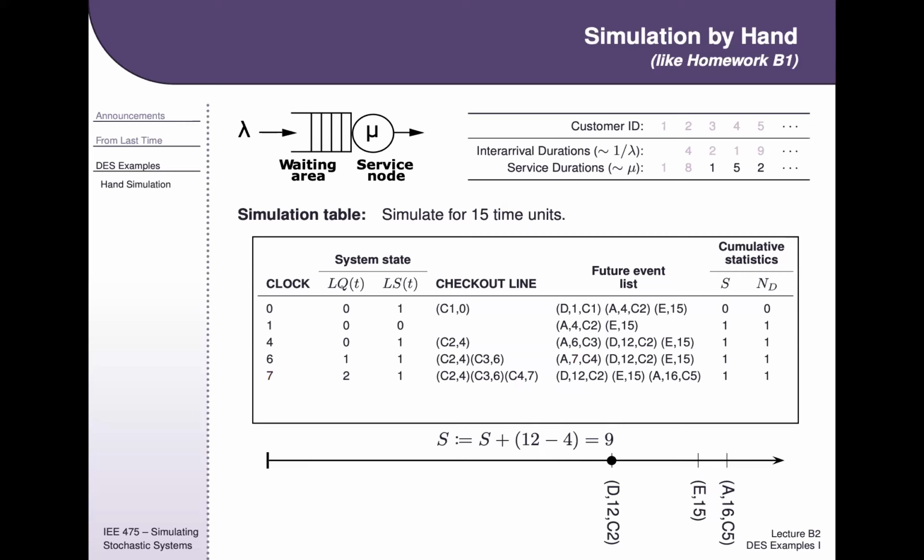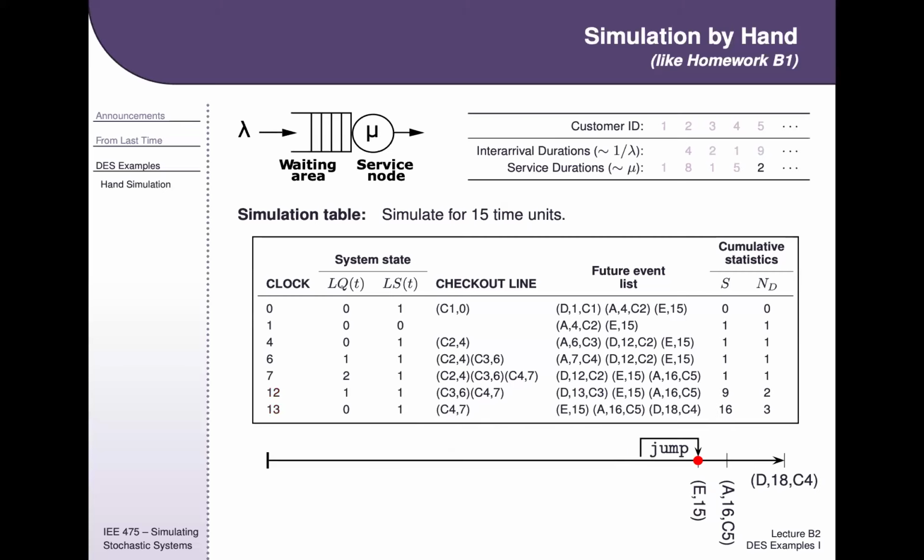So notice now this response time. This is the departure minus the arrival. We know that this customer 2 arrived at time 4. So the current time is 12. 12 minus 4 is 8. S was our current accumulated response time. So 1 plus that 8 gives us the 9. We process that departure event. And I can go on through that.